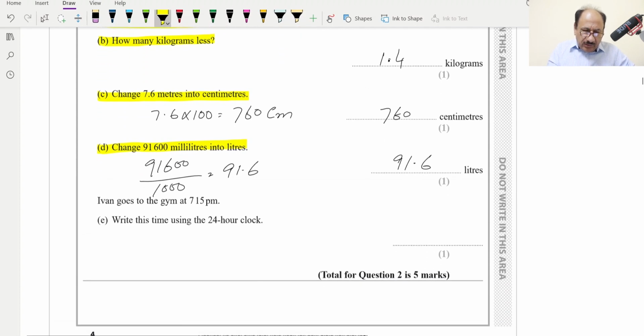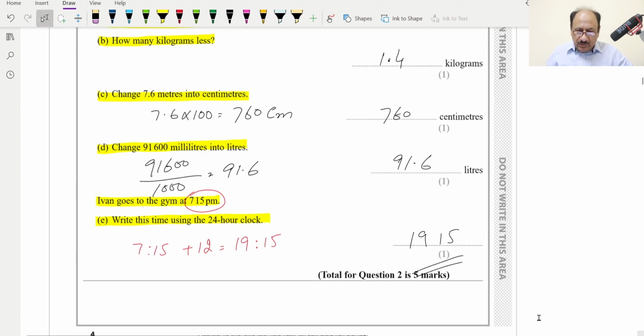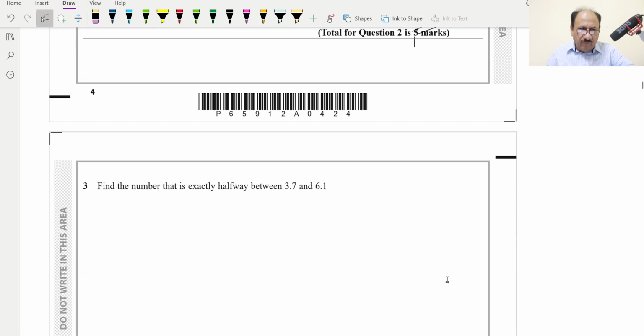Then Ivan goes to the gym at 7:15 p.m. Write this time using the 24-hour clock. So this is p.m., so we will add 12 to 7:15. This will be equal to 19:15, and we can provide our answer 19:15. This will be our answer in 24-hour format.